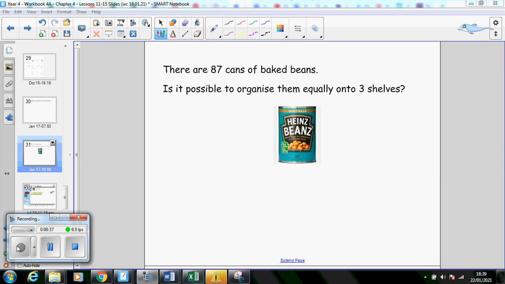Now, what happens every time I've put an equal number of cans on each shelf? That's right, I'm counting up in threes. Okay, so whenever we're looking at division, we look at the number we're dividing by and we think about our times table knowledge.